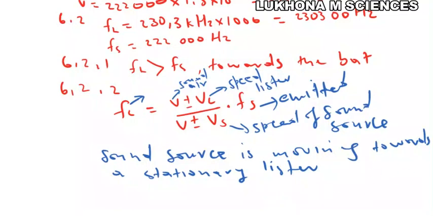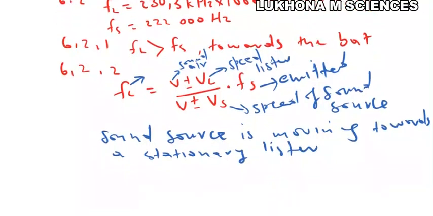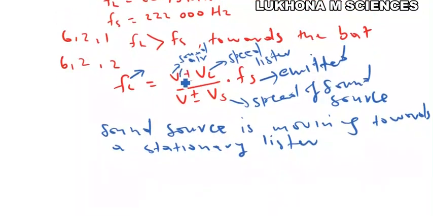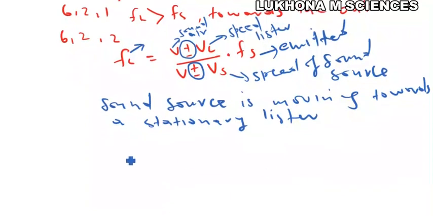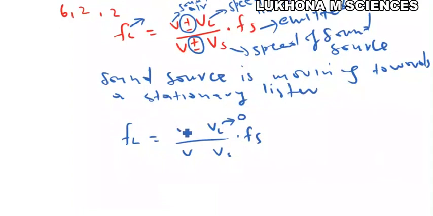What you do here, you have to choose one sign here and one sign here. Okay, now I will write it like this, that is FL divided by Vs times Fs. Okay, so it's not moving in our case, stationary listener. This one is 0, which means we are left with this one and these two plus that one.